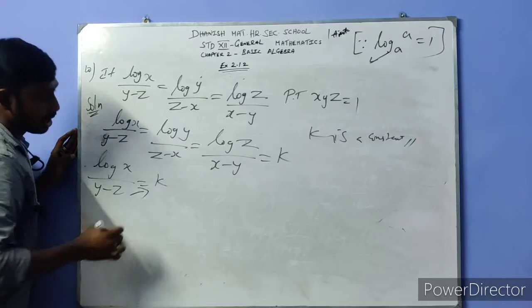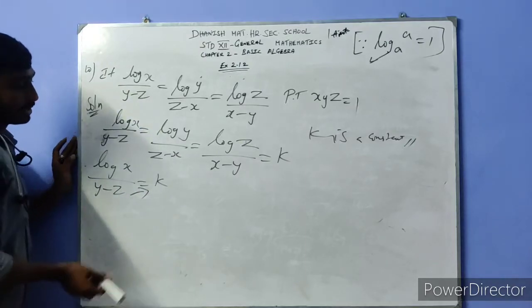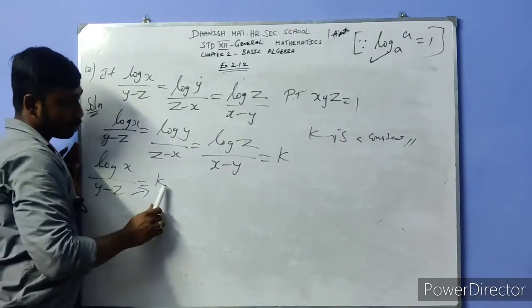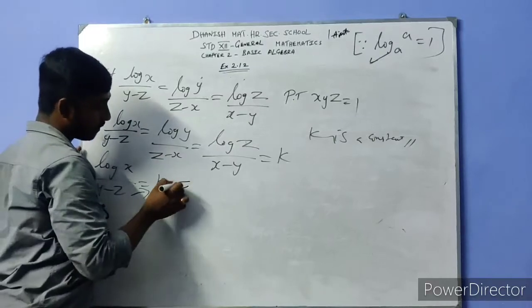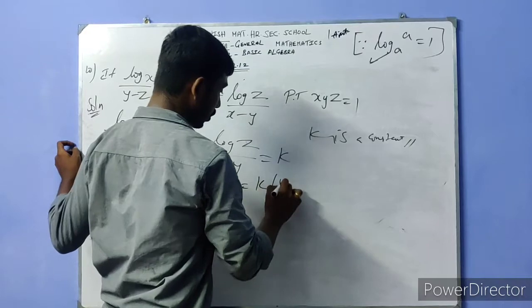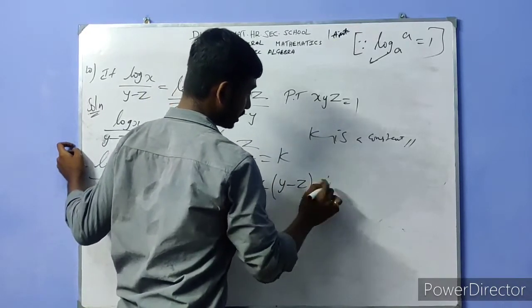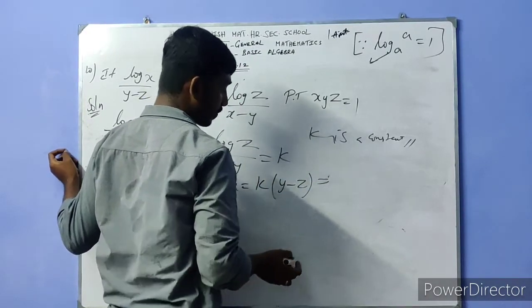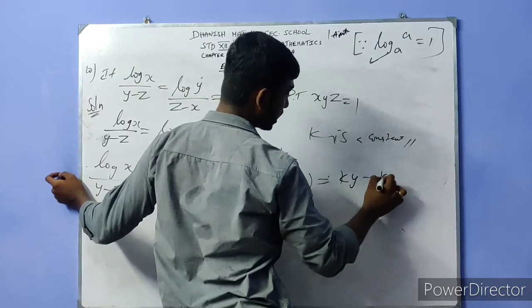The divide value goes to the other side and will be multiplied there. So log x equals k into y minus z. Then you write it like this, multiplying k in both terms, that will be ky minus kz.